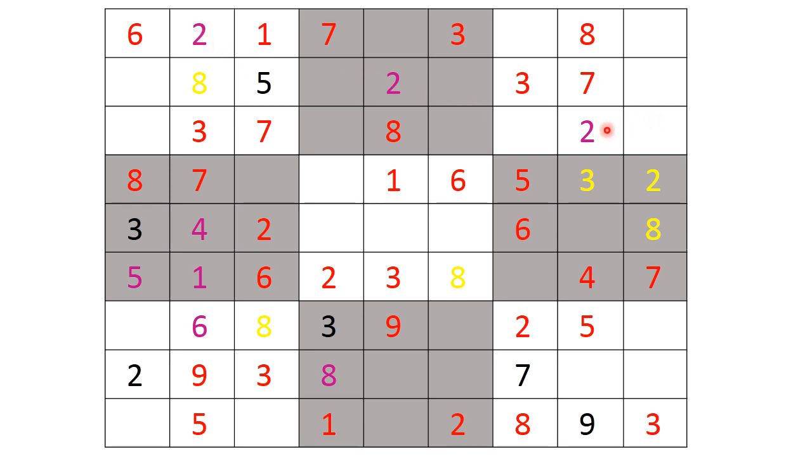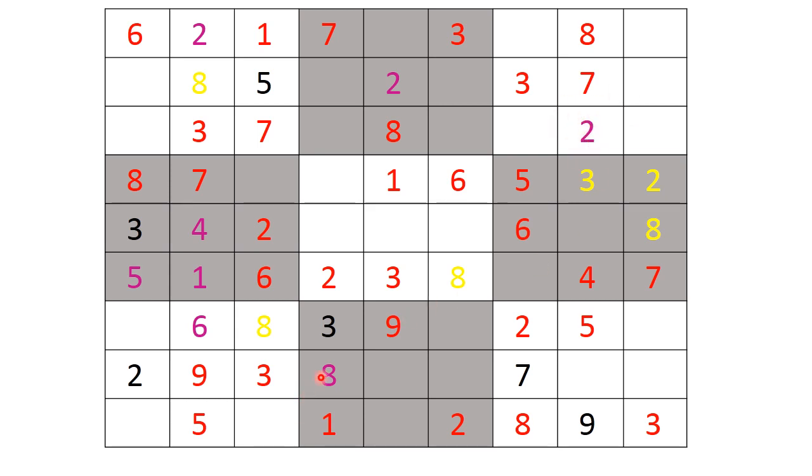Next is, in this box, if you consider this one, in this whole row I can't write 2, as 2 has been entered over here. And the same thing applies to this row, as 2 is here. So the only place vacant is this one.